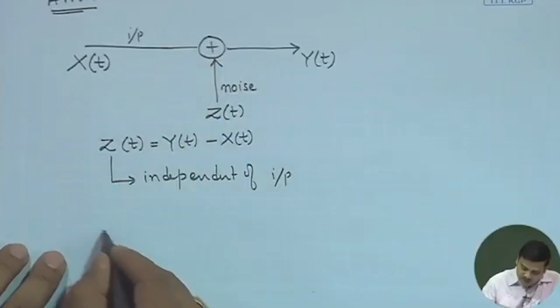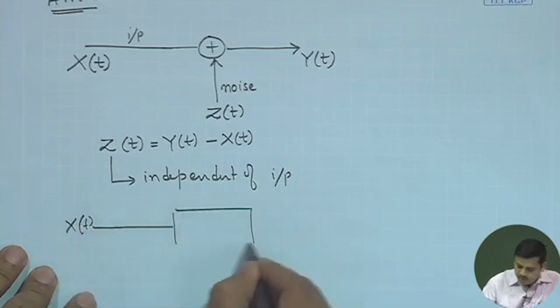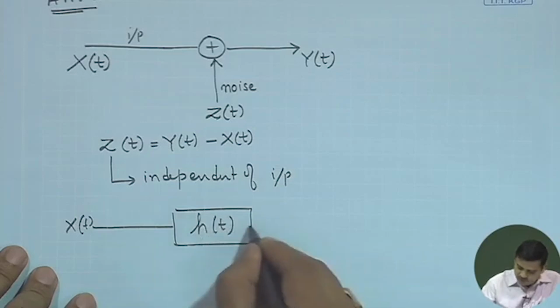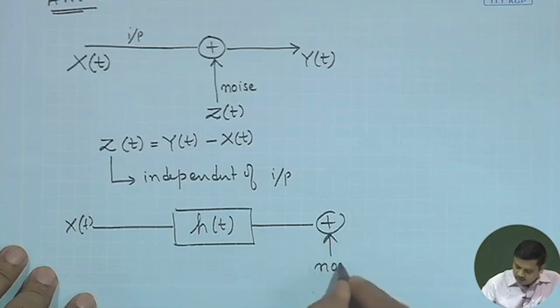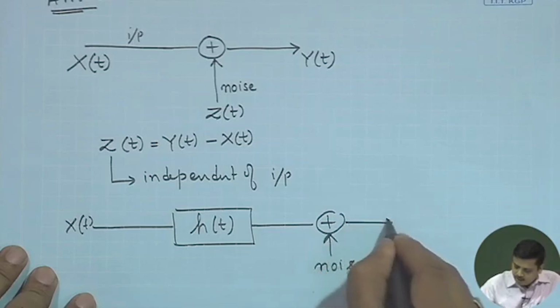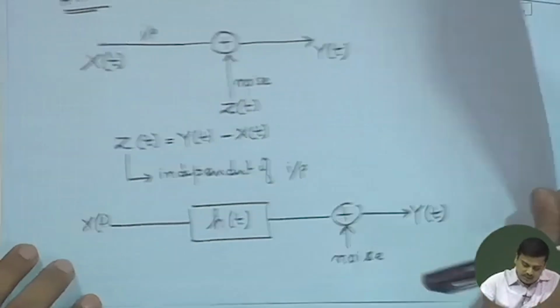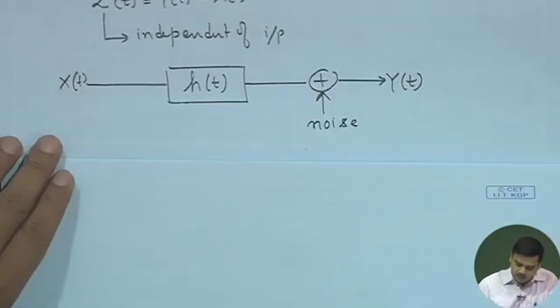Going beyond such systems, there are other systems where instead of simple additive noise, you have x of t, then there is a box which is an LTI, and you could say let there be h of t which represents the channel impulse response, followed by noise, and then this is the received signal. These are the kinds of systems that we are going to encounter.